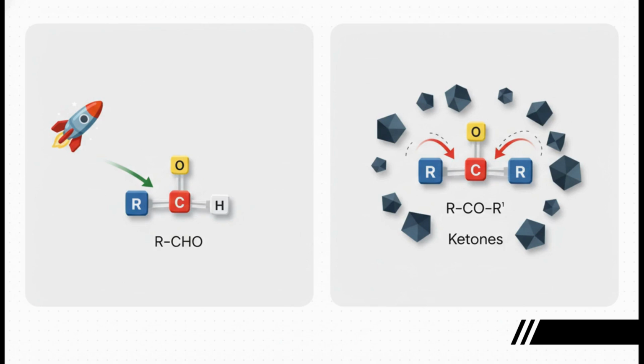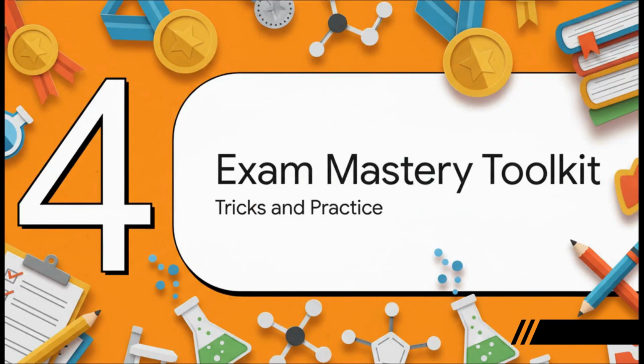Aldehydes only have one. Second, the steric reason. I mean, just look at it. Ketones are bulkier, they're more crowded. This steric hindrance makes it physically harder for the nucleophile to get in and attack. So less charge and more crowding make ketones less reactive. Simple as that. All right, theory's done.